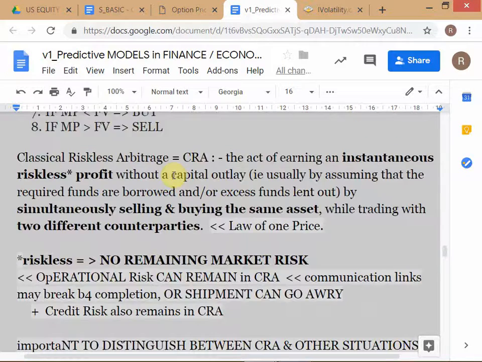So now my question, CRA, anybody else? Anybody with a strong view? Yes, no? Question is, is merger arb an example of CRA? Anybody? No one?